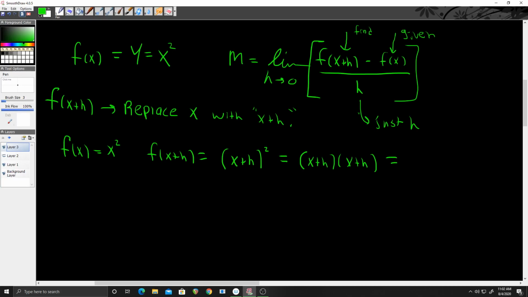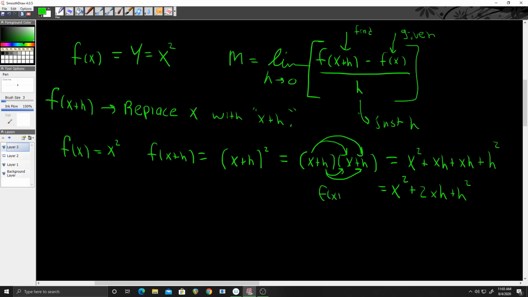So, right? X times x is x squared. X times h is xh. Plus x times h again is xh. Plus h times h, h squared, right? All I did was just good old algebra. That's it. And then, simplify if possible. xh plus xh is 2xh plus h squared. All right, well, there we go. There's f of x plus h.